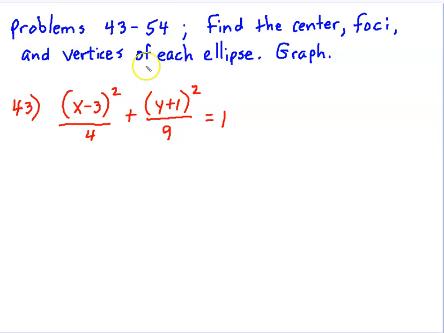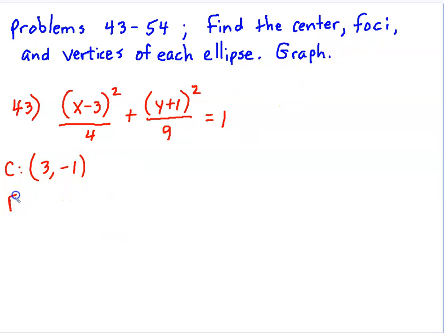So first of all, to find the center, just think about what you did when you found the center of a circle. An ellipse is just another version of a circle. It's just that it's not the same distance all the way around from the center. But we find the center of the ellipse the same way as we did with the circle. So the center will be x-coordinate 3 and y-coordinate -1.